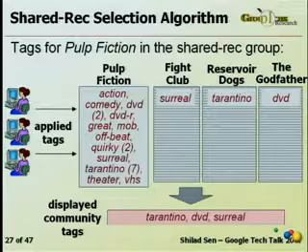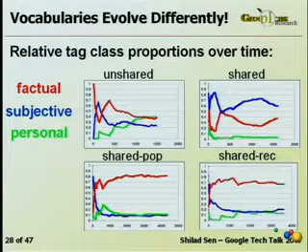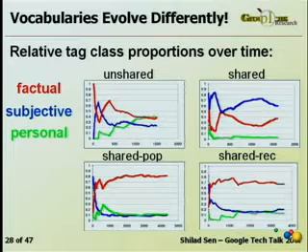So what did we find? Well, we found that the vocabularies that emerged were very different. And the way we measured different was we looked at the tag class distributions over time for each of the groups. All right? So we can see in the unshared group, the tag class proportions are relatively similar. The shared group is dominated by subjective tags, and the shared pop and shared rec group are dominated by factual tags. So this is a pretty surprising result.